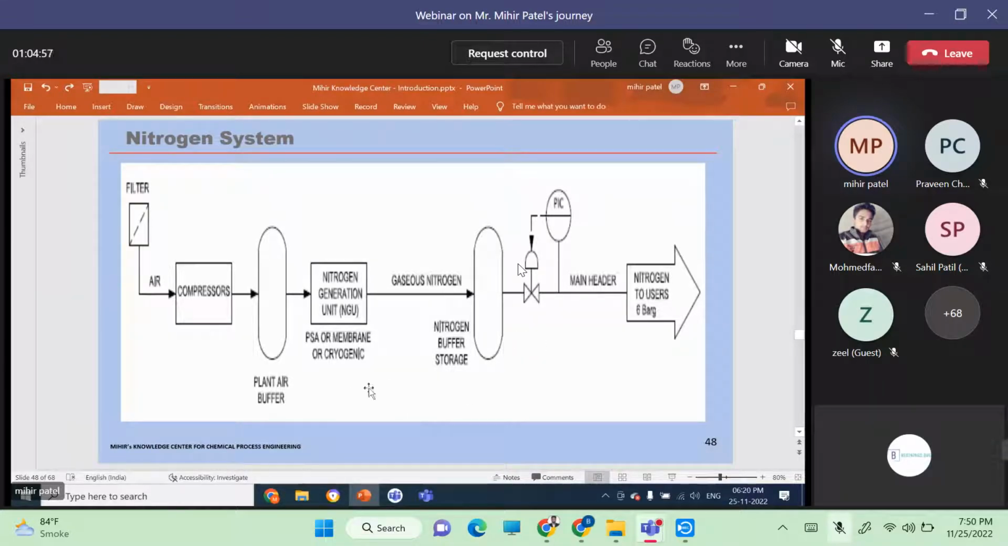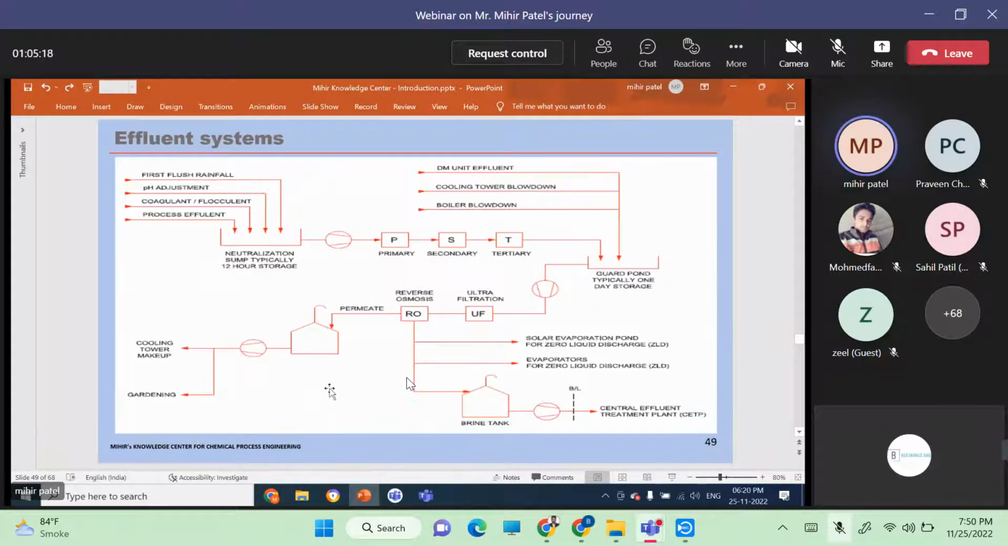You can also have a cryogenic liquid nitrogen backup storage here. So if the nitrogen is very critical, in case this system fails, a liquid nitrogen backup system of, let's say, 10 meter cube can be here, through the air fin vaporizer, and put the nitrogen into this header. Then you have effluent systems.